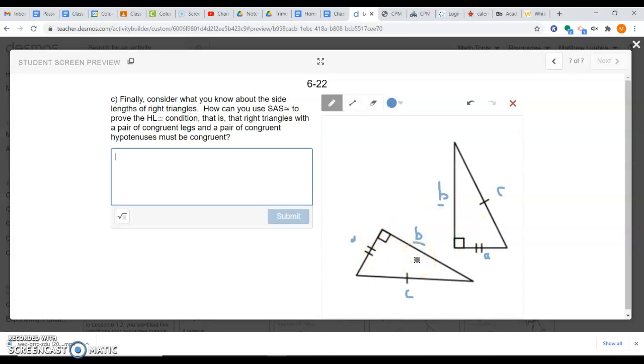All right, that's it for this lesson. Again, we discovered these 5 congruences, and here we're proving them, and so now we can use them anytime we want to prove that 2 triangles are congruent.